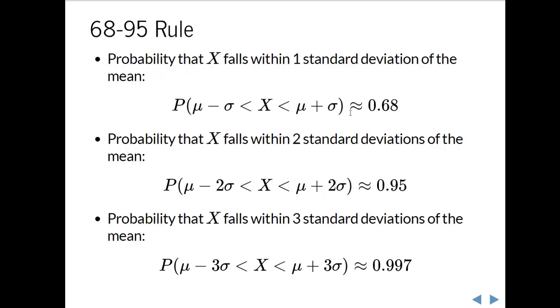So the probability that the value of the random variable x falls within 2 standard deviations of the mean is about 95%, 0.95. The probability that the random variable x falls within 3 standard deviations of the mean is about 99.7%, or 0.997. Putting this another way, there's about a 99.7% chance that the value of the random variable will be within 3 sigmas of mu.